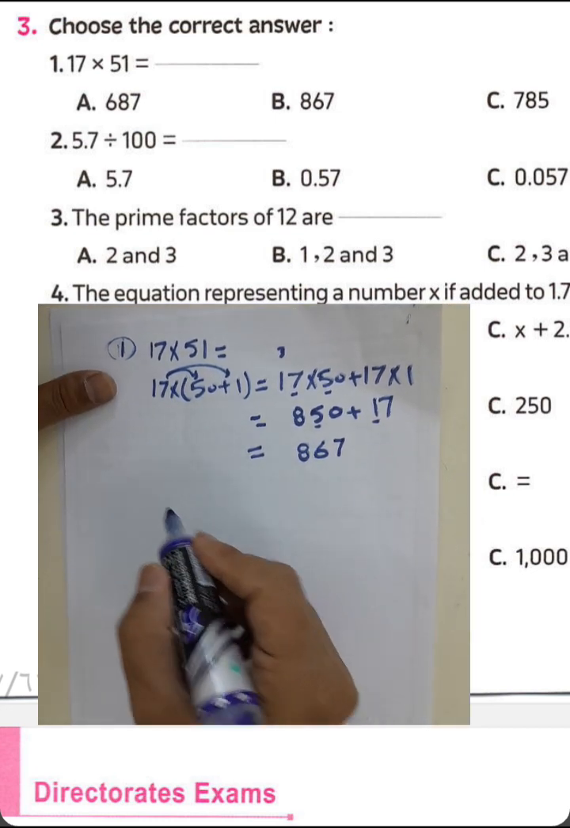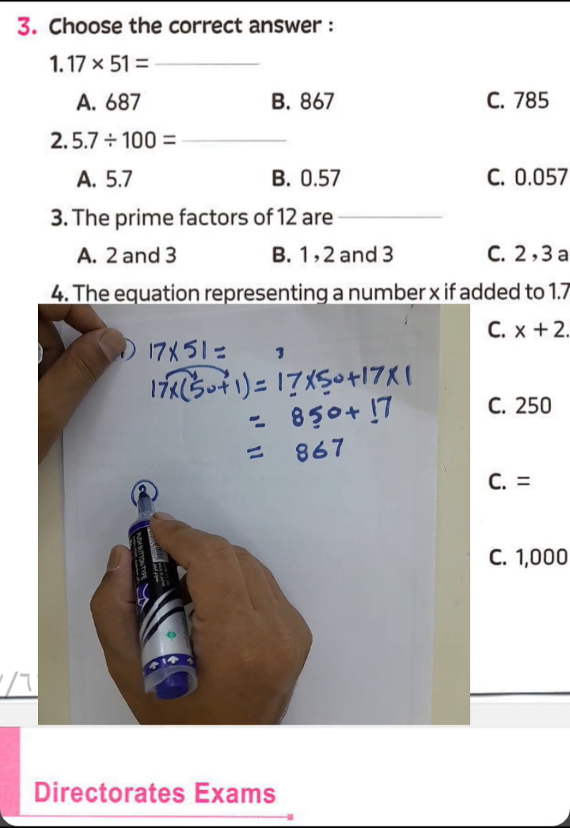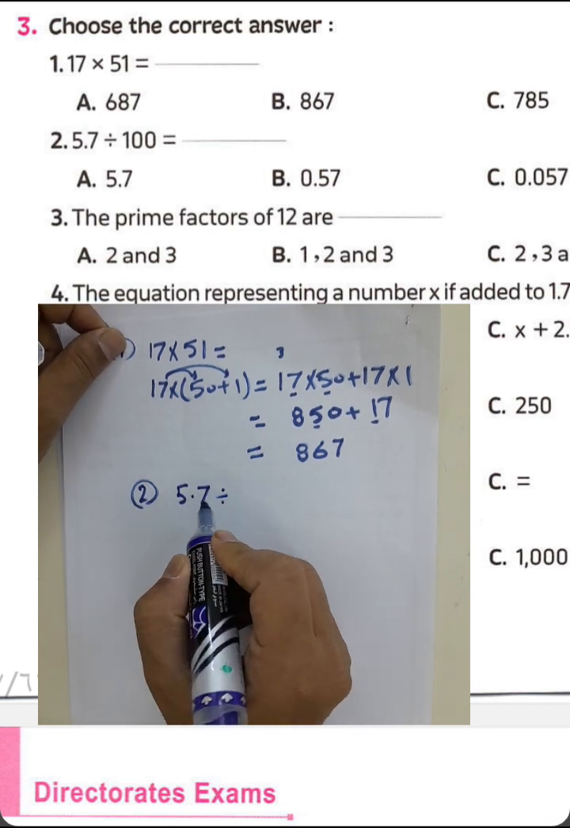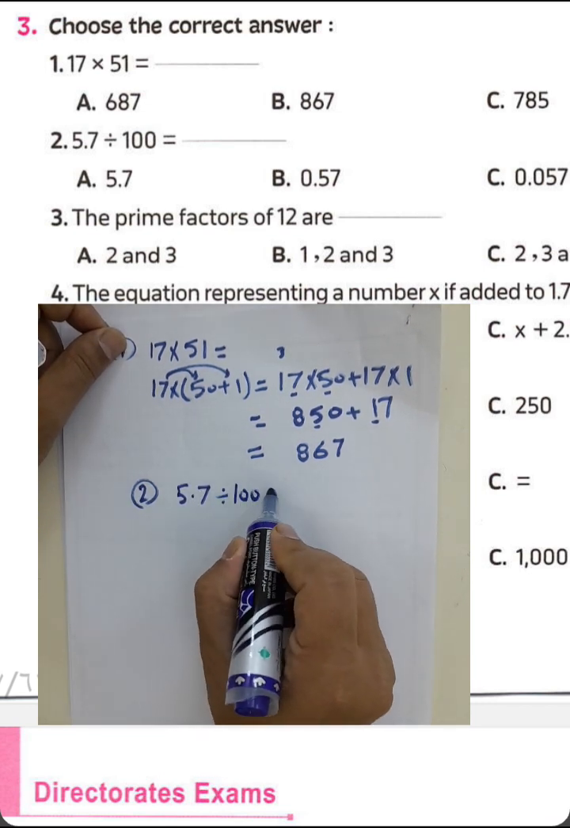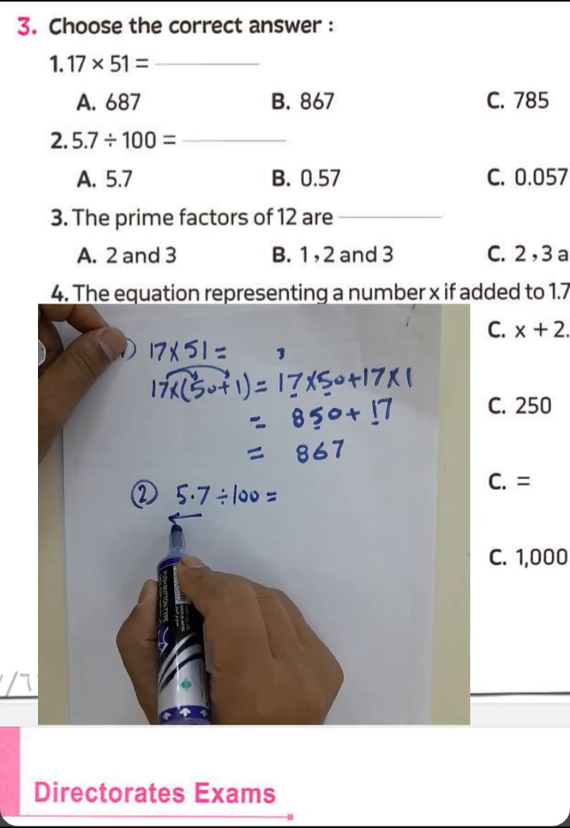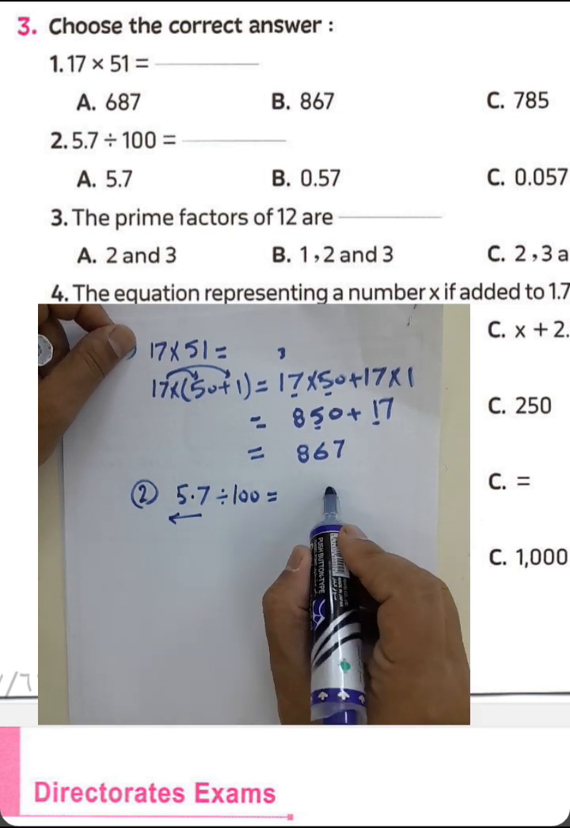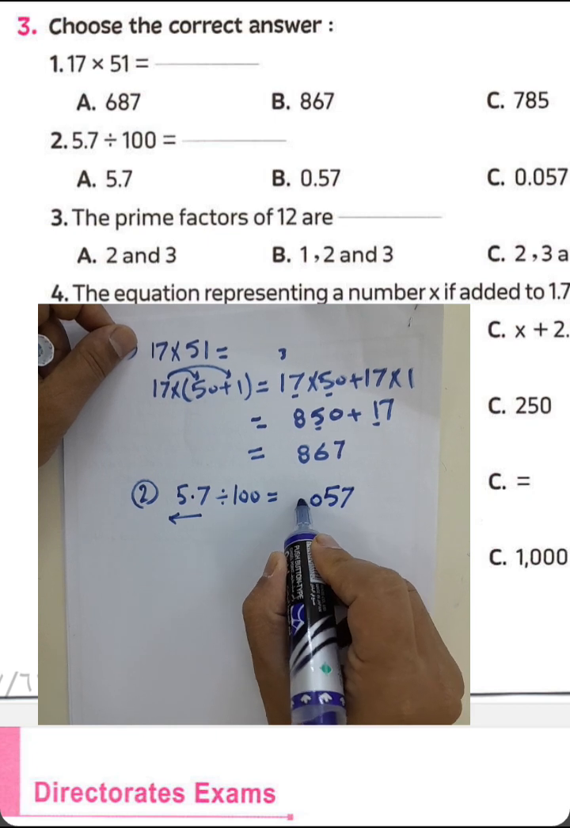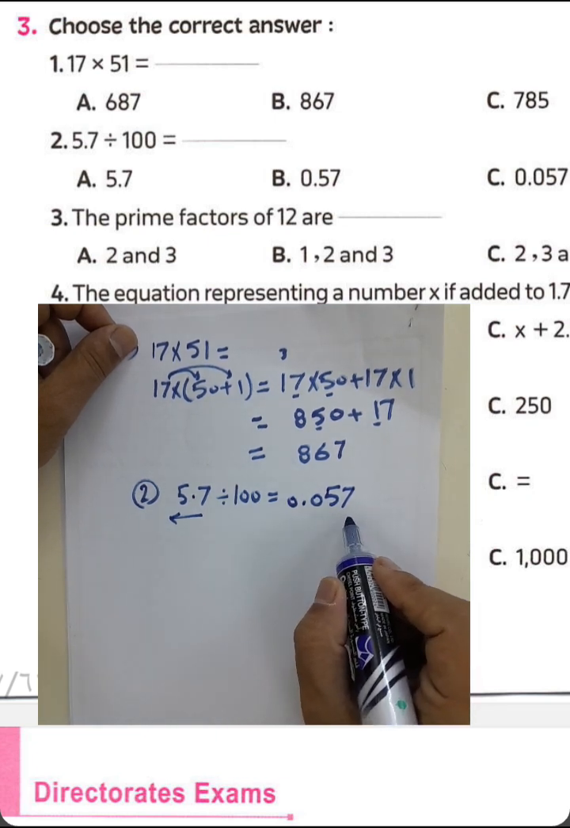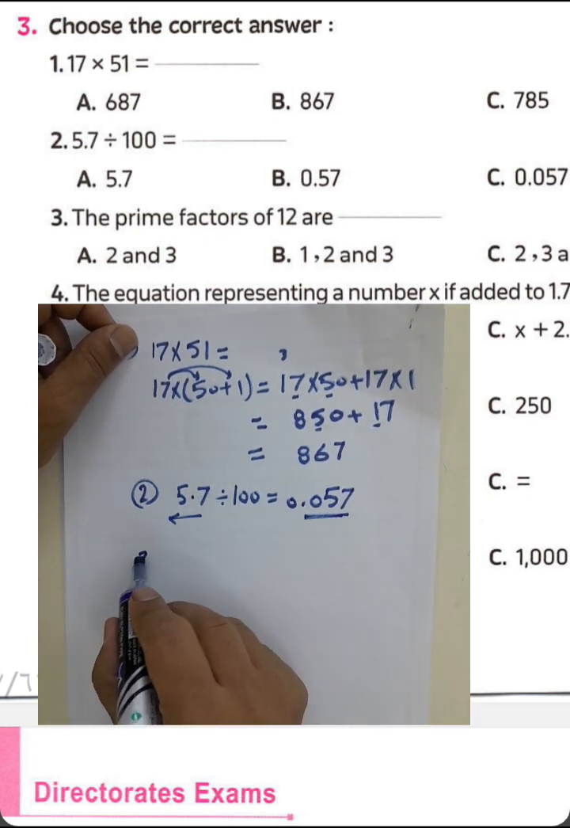867. Question number 2, 5.7 divided by 100. We must move the point to the left-hand side by 2 places. Write 5 and 7 and write 0 and point and 0. Then the result will be 57 thousandths.